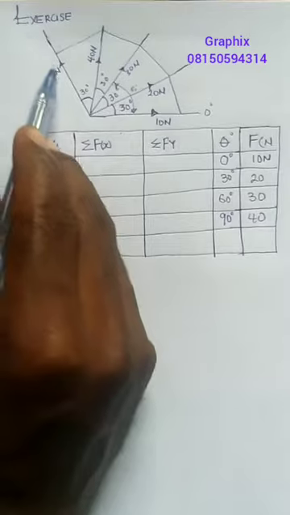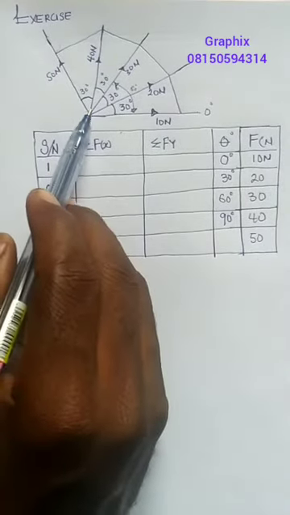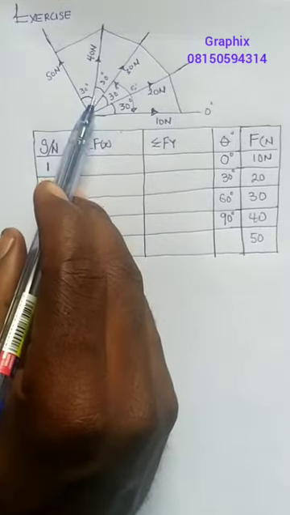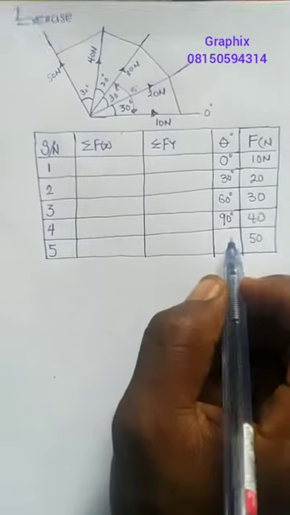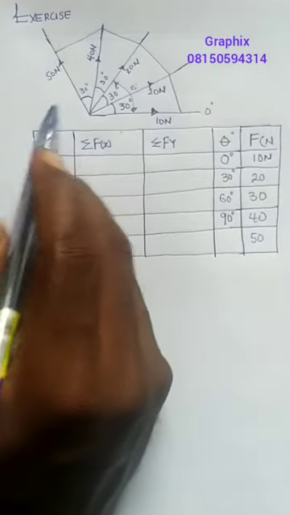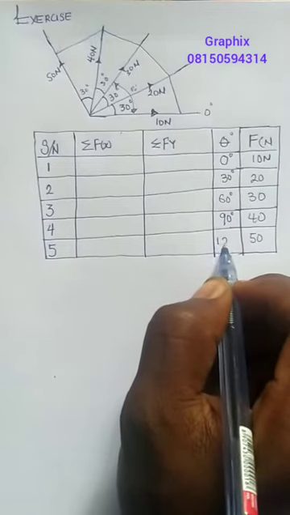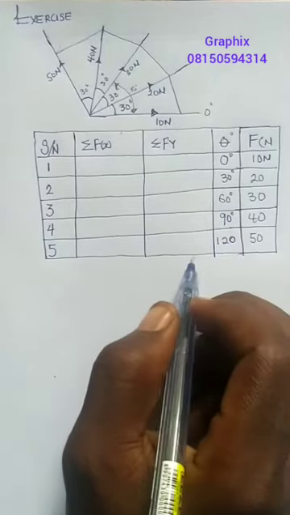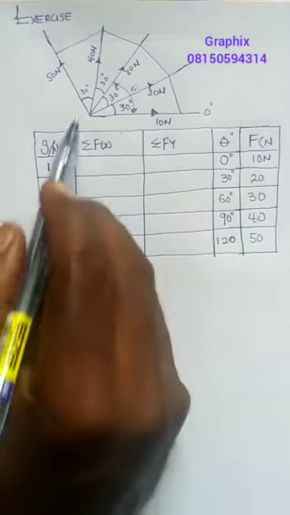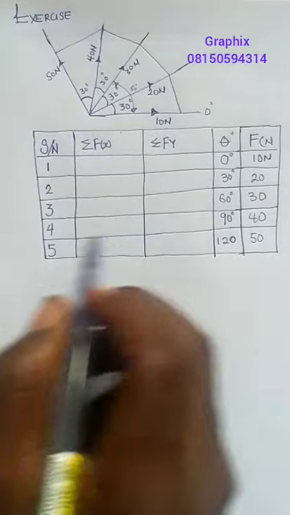And the fifth force is 50 Newton, acting at an angle. Since this is 90, I can say that it is acting at an angle of 30 degree to the vertical, or I can say it's acting at an angle of 120. Any of those two. Now, let's move.